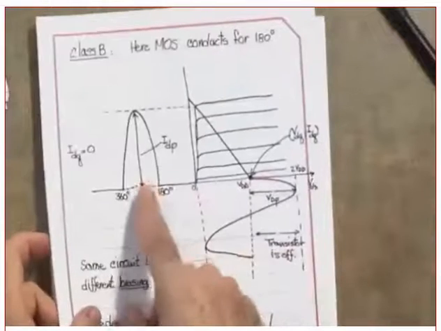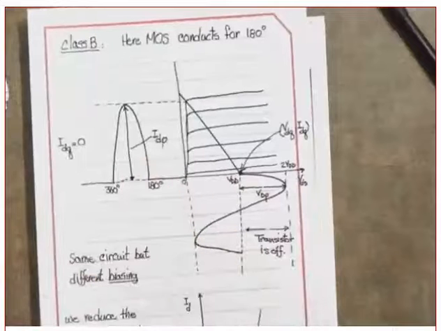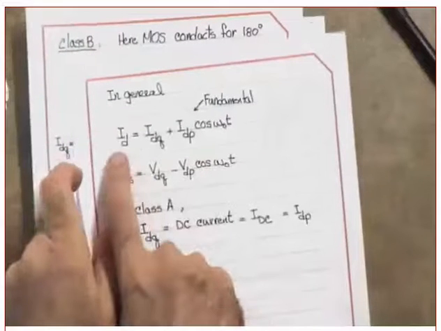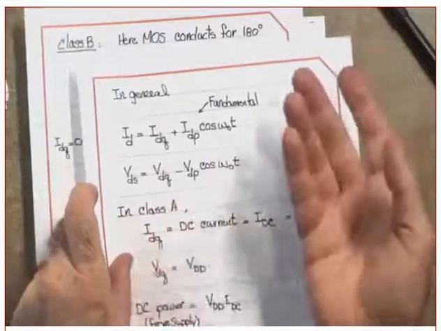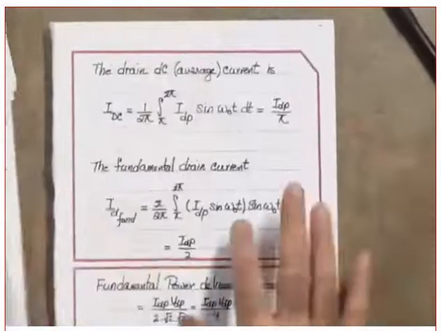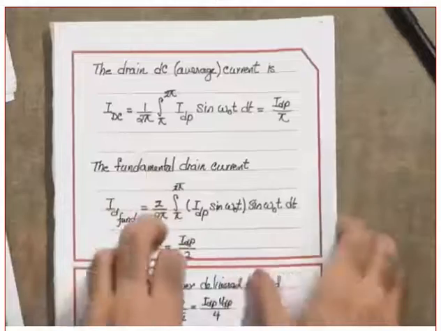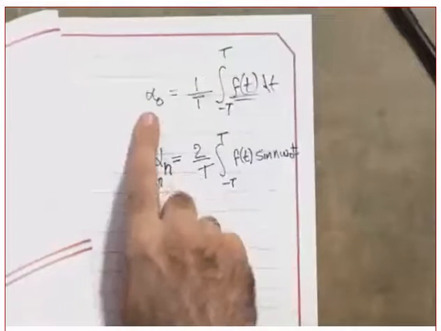First of all, can you give me the equation of the drain current? What is ID in general? One more time, what is the drain current in general? It's IDQ plus IDP cosine. Yes? Okay, help me. What is the IDC? Where did I write it a moment ago? Here. What is the alpha?